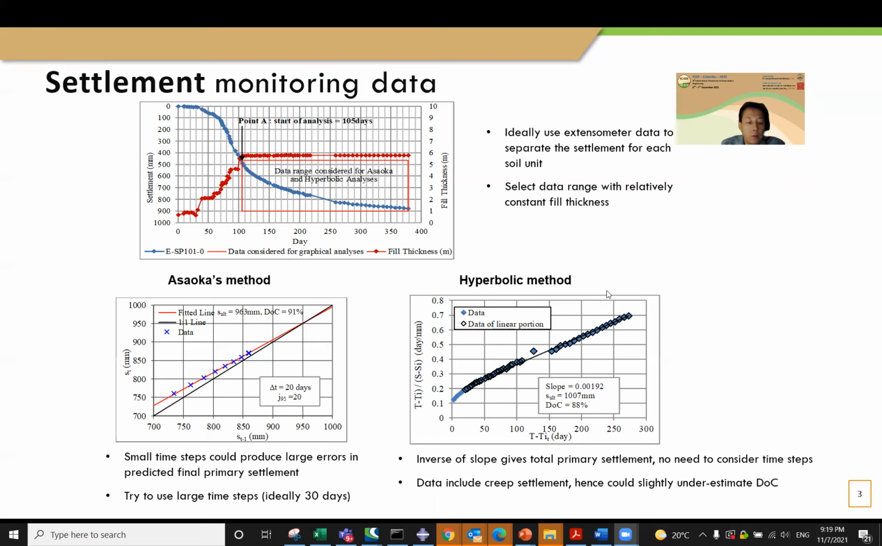For hyperbolic method, we are plotting the data in this manner: the time divided by settlement versus time. And the inverse of the slope of the data trend line gives the estimate of the total primary settlement. This method is less subjective as there's no need to consider time step, but would normally give a slightly bigger settlement estimate or a lower degree of consolidation than that given by the Asaoka method.